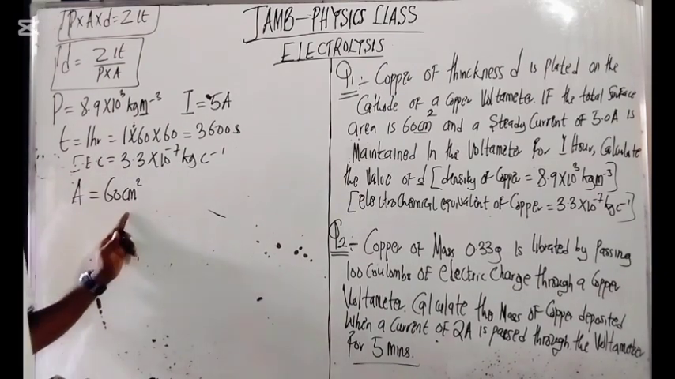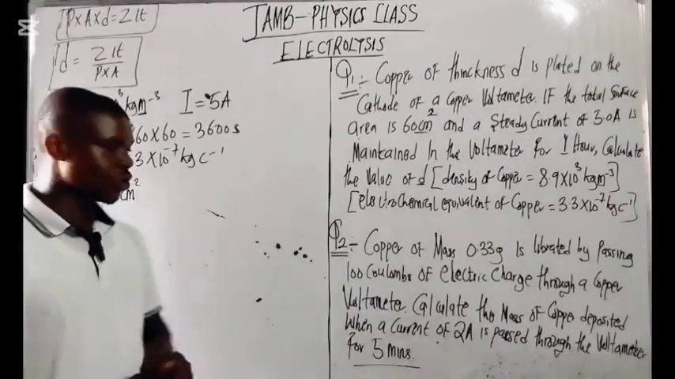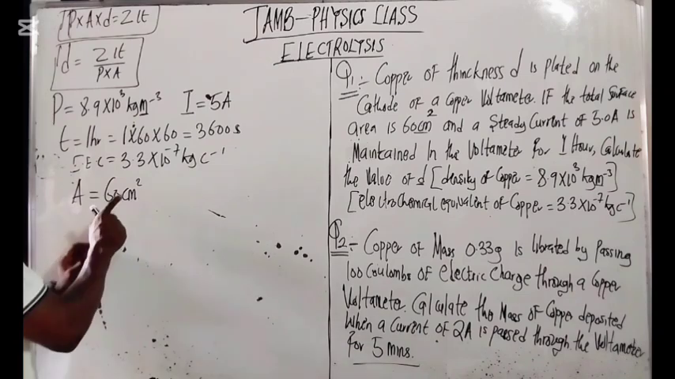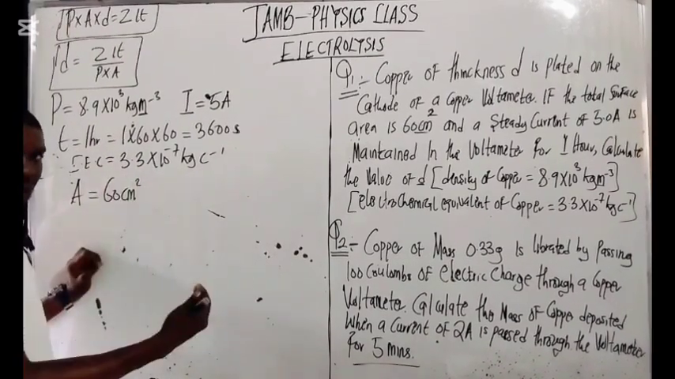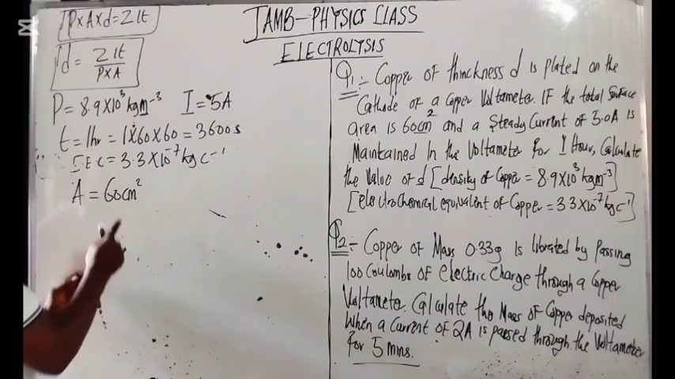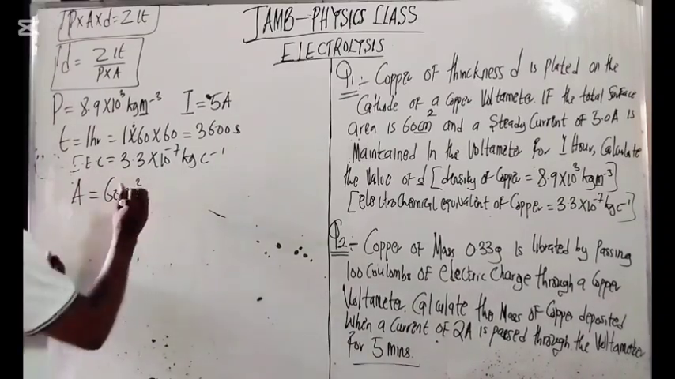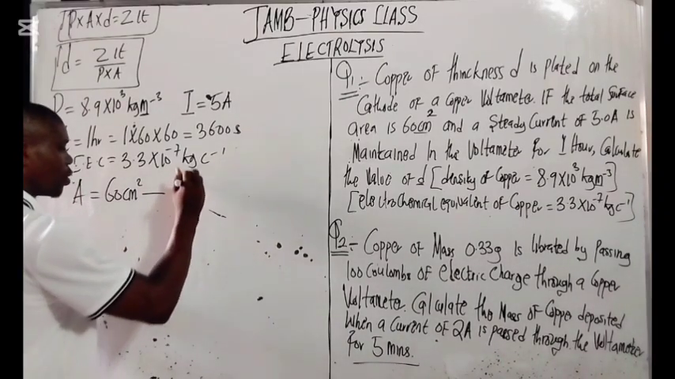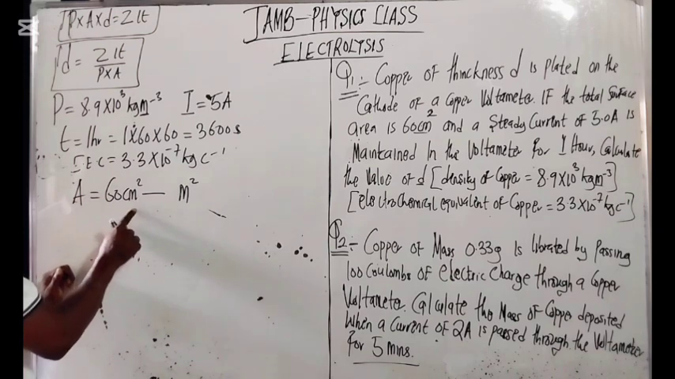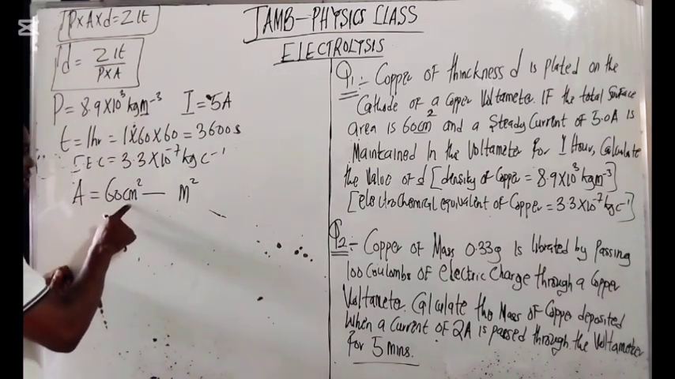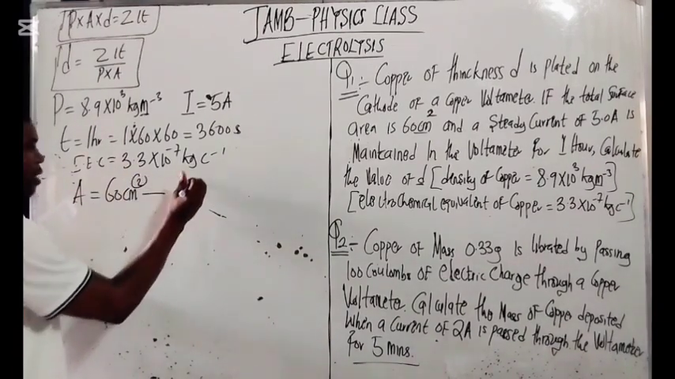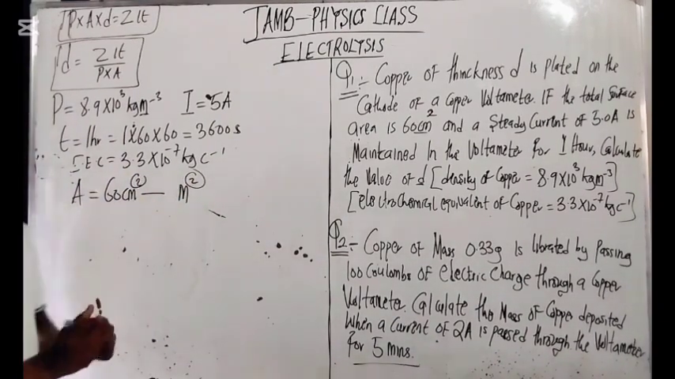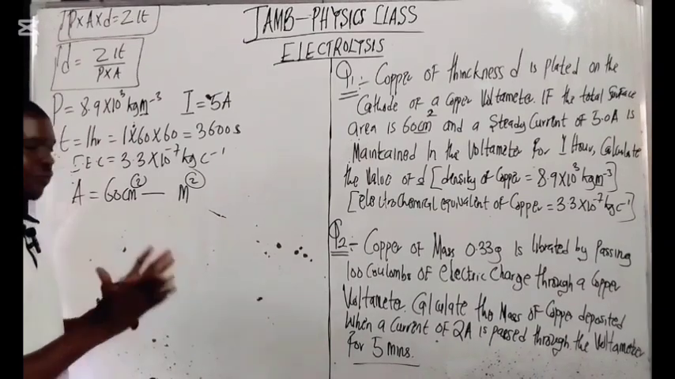But the area is the problem. We must convert cm squared to meter squared. How do you convert from cm squared to meter squared? The reason we must convert it is that the density is in meters. So cm and meter are not the same unit, so we have to convert square to square, because it is an area. If you don't, you're going to fail it.